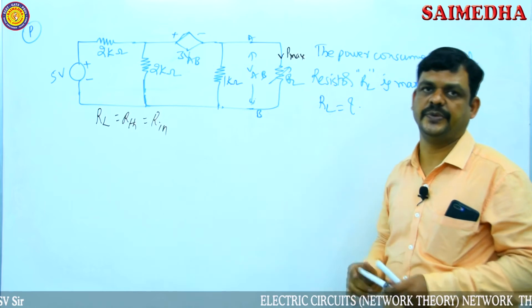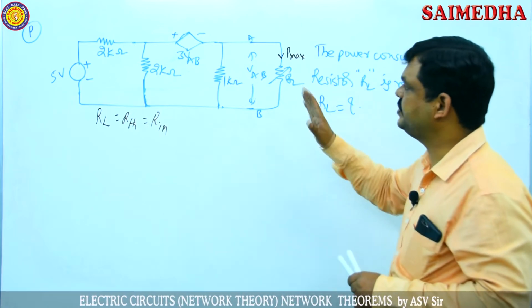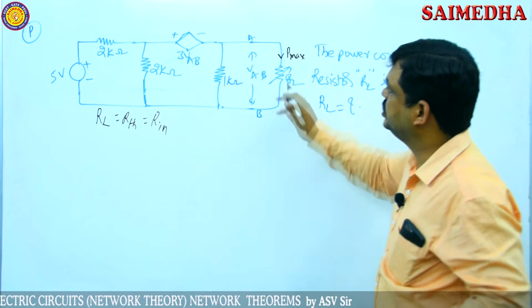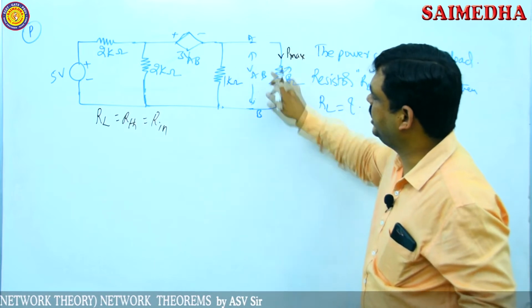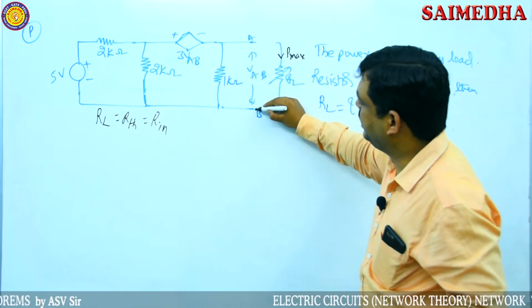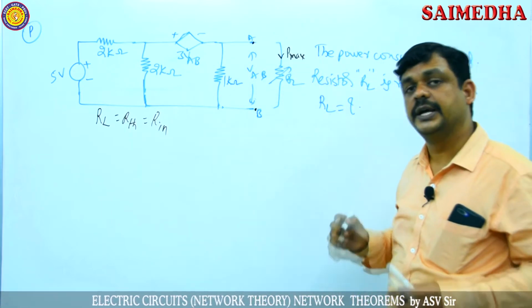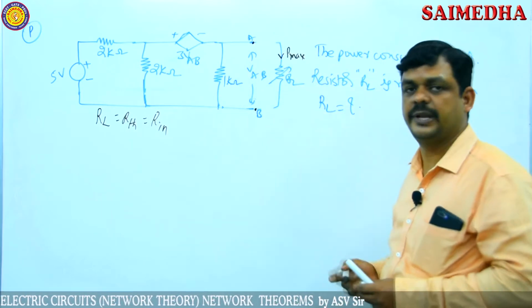This is the condition now. So to find the Thevenin's equivalent, first we have to remove the load resistance value. The load resistor is removed here, eliminated. Then immediately we have to find out the Thevenin's equivalent circuit, or Thevenin's resistance, between these two terminals.